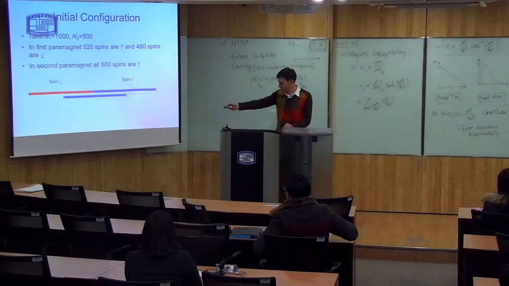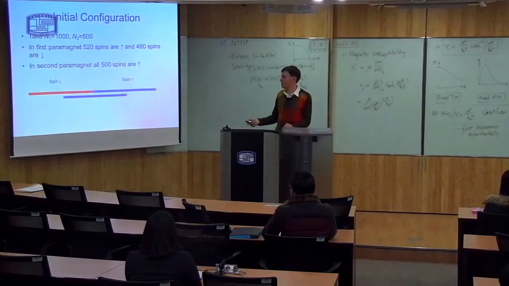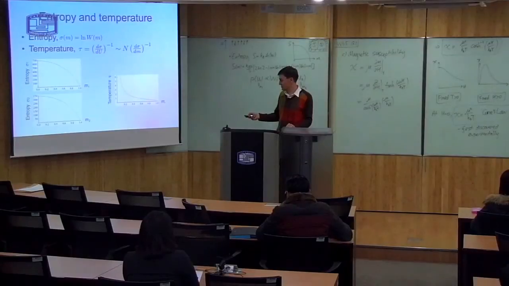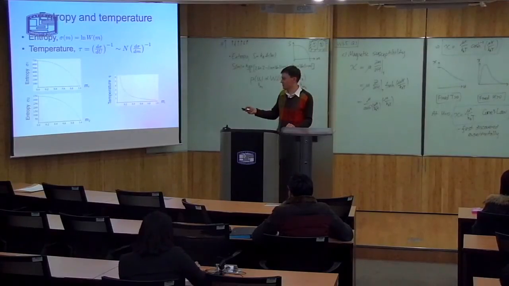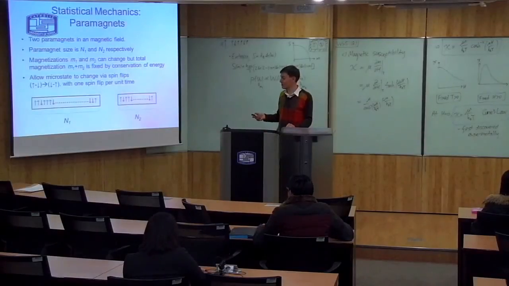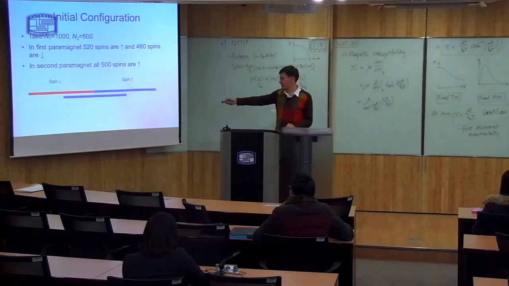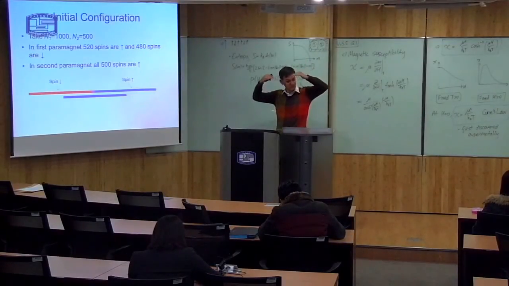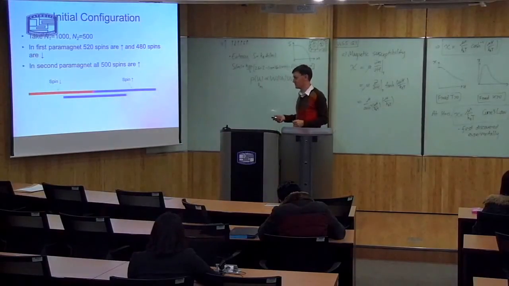So this one has temperature 0. The first paramagnet is about half and half, so that means magnetization is nearly 0, so it starts off at very high temperature. Okay? So when we join these two paramagnets together, the first one is at high temperature, and the second one is at low temperature. And you'd expect that the temperatures should become equal. Right? This is what you expect to happen.